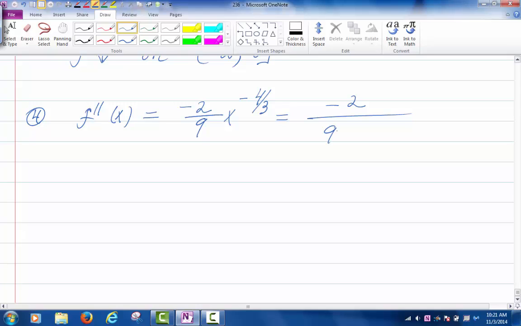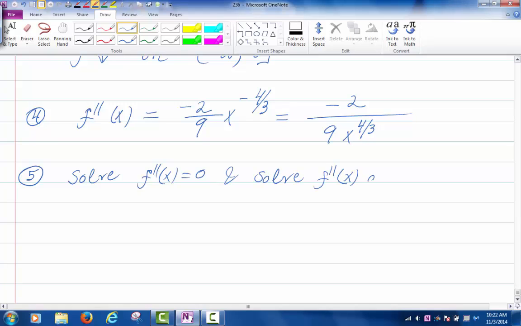Is everybody okay with the derivative? You're just applying the power rule, right? Actually 4/3. And then, once I know the derivative, what should I do? I have to solve f double prime of x equals 0, and solve f double prime of x does not exist, for x in the domain of f. So solve these two.